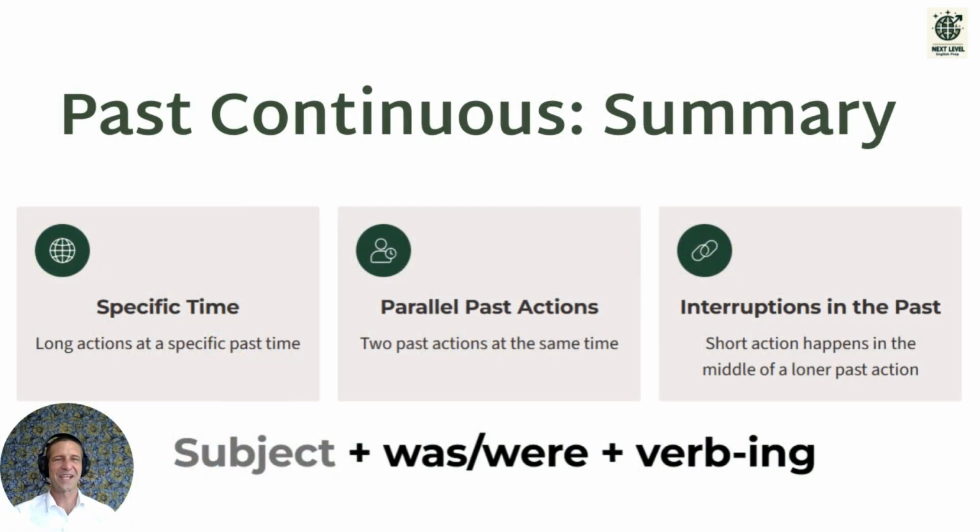All right, a quick recap. The past continuous is for three things: specific times in the past, parallel actions, and interruptions. The formula is pretty easy. It's was or were plus verb-ing. Simple, right?